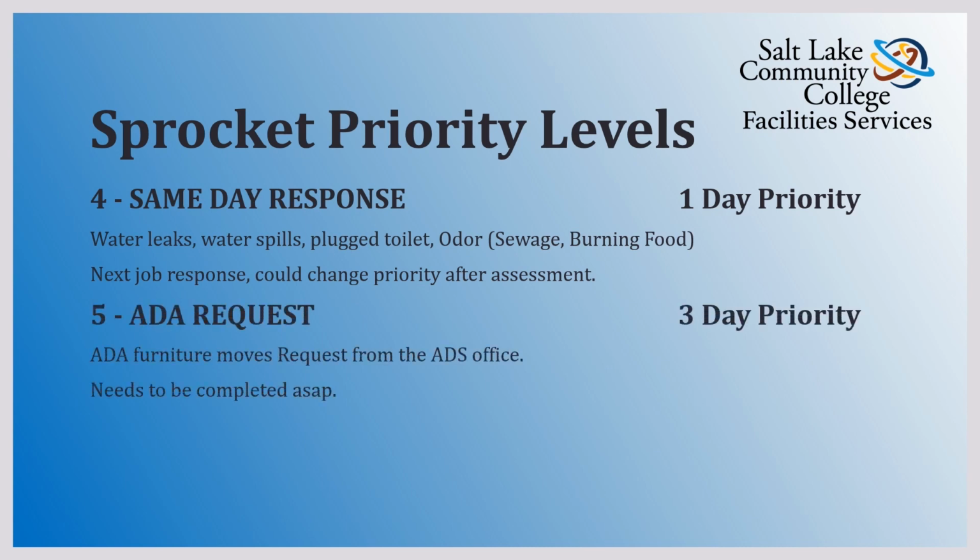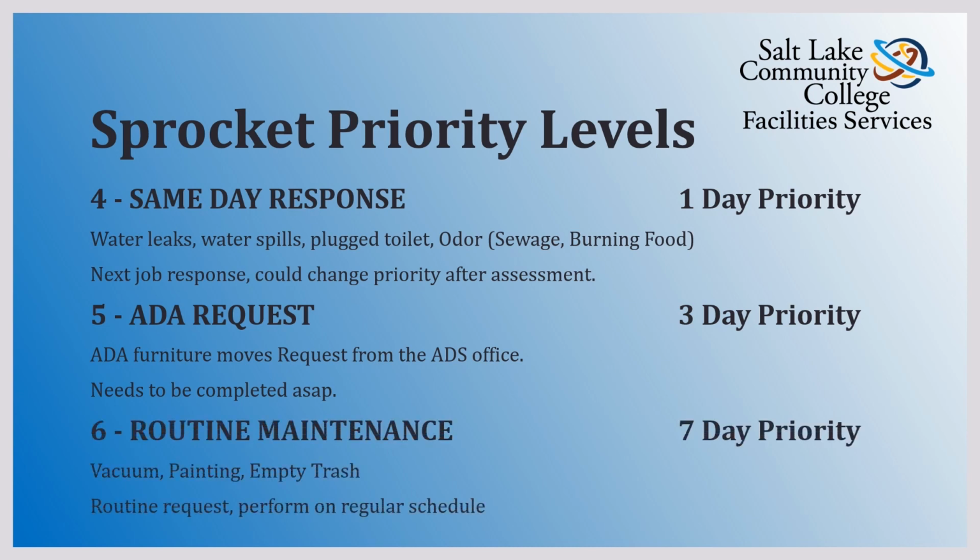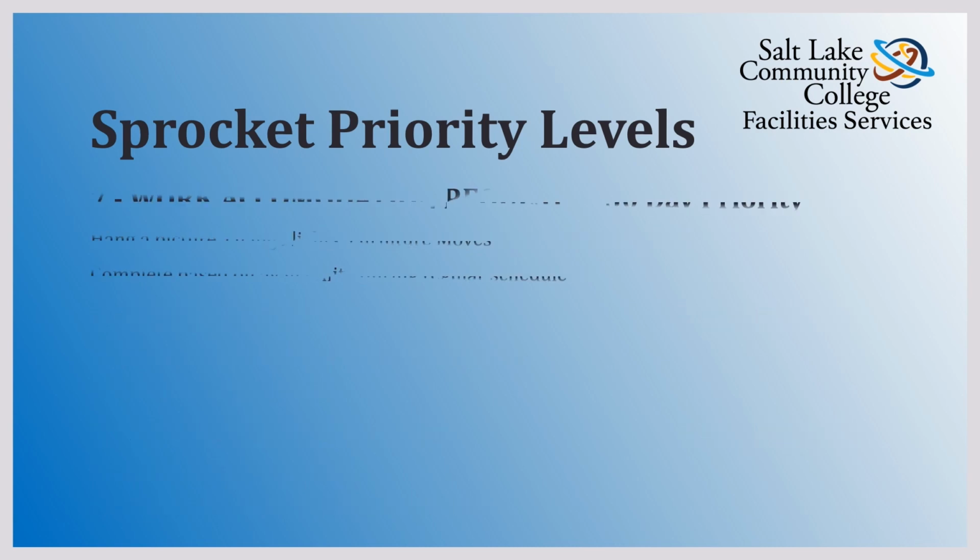Priority 5. ADA request. Requests from the Accessibility and Disability Services Office fall into this category and should be completed as soon as possible. These may involve ADA furniture moves. Priority 6. Routine maintenance. These are routine tasks such as vacuuming or painting, to be completed within 7 days as per your regular schedule. Priority 7.